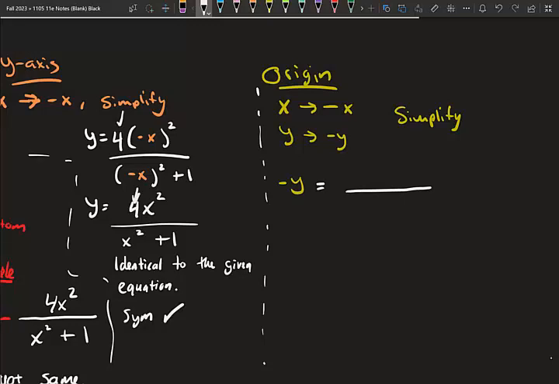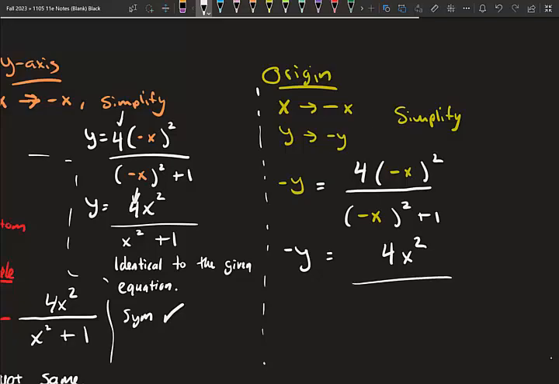Let's do our origin. Alright, then we have 4 blank squared over blank squared plus 1, and in that blank we're plugging in negative x. So we always do the x's then the y's. That's the rule. Why? Because it's in alphabetical order. Also, x matters way more than y. So we have negative y equals 4 positive x squared over positive x squared plus 1.